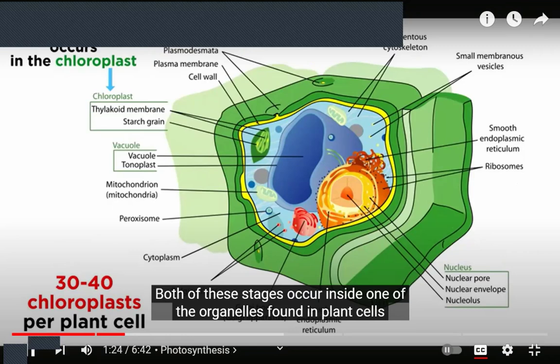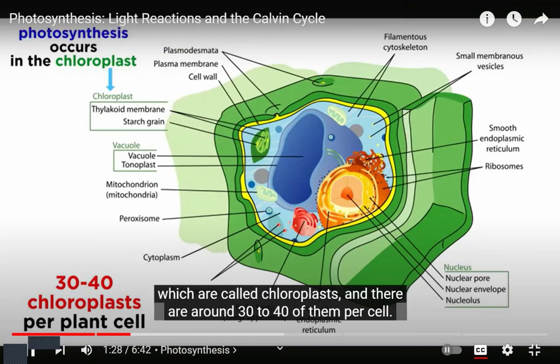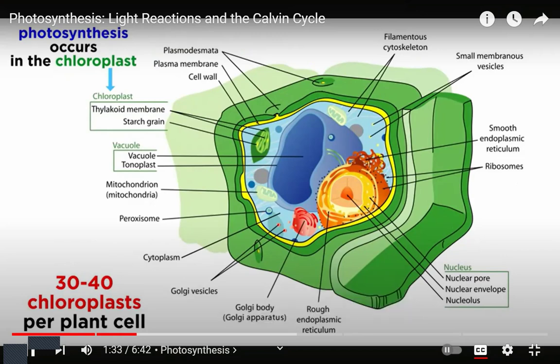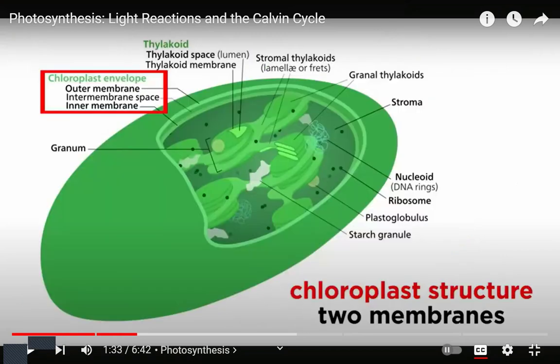Both of these stages occur inside one of the organelles found in plant cells, which are called chloroplasts. Okay, so we have already established that this happens in the organelle, which is the chloroplast. I was going to say our chloroplast, but we don't have one. And there are around 30 to 40 of them per cell. What's the number? 30 to 40 per cell. That's really good to know.